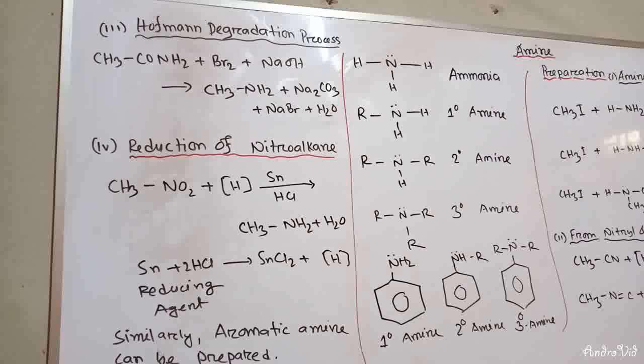For the first time, preparation of 1-degree, 2-degree, 3-degree amine from the reaction of ammonia and alkyl halide, and at the same time alkyl halide and amine. Secondly, 1-degree and 2-degree amine can be prepared from the reaction of nitrile and isonitrile compound. The third process is Hofmann degradation, and the last one is reduction of nitrile. There are a number of processes, but among them these are very important processes. That's why I discussed these processes.